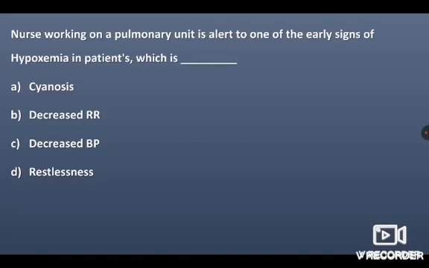Now this is the question section. A nurse working on a pulmonary unit is alert to one of the early signs of hypoxemia in patients, which is: cyanosis, decreased respiratory rate, decreased blood pressure, restlessness. And the correct answer is restlessness. This is the early sign of hypoxemia. Cyanosis and decreased respiratory rate are the very late signs of hypoxemia, but the early sign is restlessness.